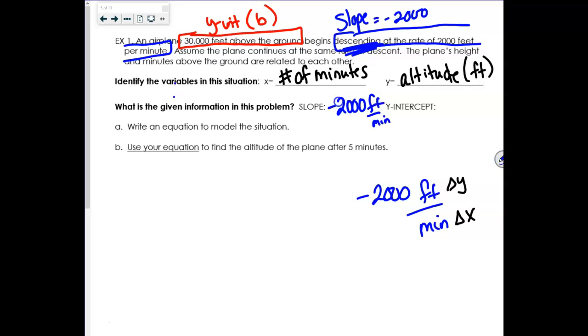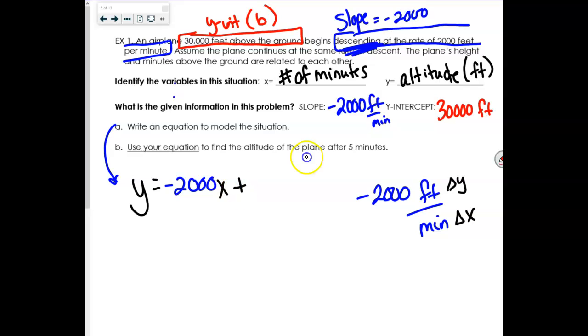Notice I'm labeling our slope. And the y-intercept was 30,000. And then label it, please, feet. All right, we're ready to write the equation. I'm going to write it down here, though. I'm out of room. The equation says y equals slope. What was slope? Negative 2,000. And then we throw an x after that. And then plus our starting value. What was our y-intercept?